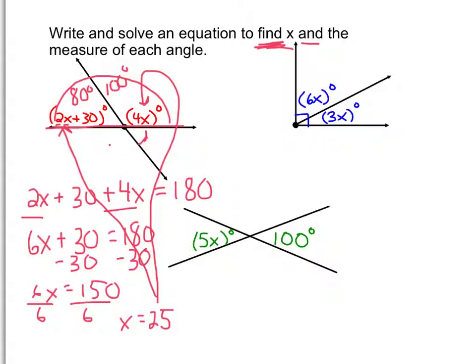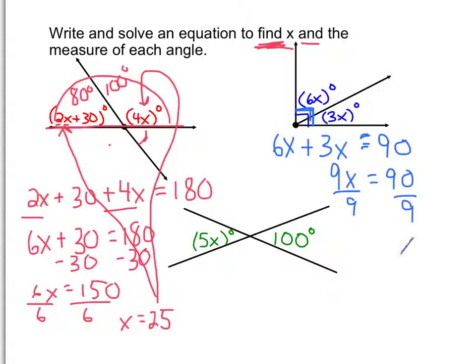those two angles don't add up to 180, they add up to 90. They make a 90-degree angle together. So we take 6x plus 3x equal to 90. Depends on what the angles are set up. You have to look at to see what the equation is going to be equal to before you even start. 6x plus 3x is 9x equals 90. Divide both sides by 9. X equals 10.